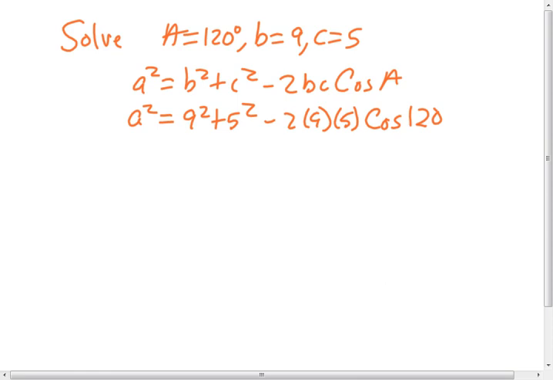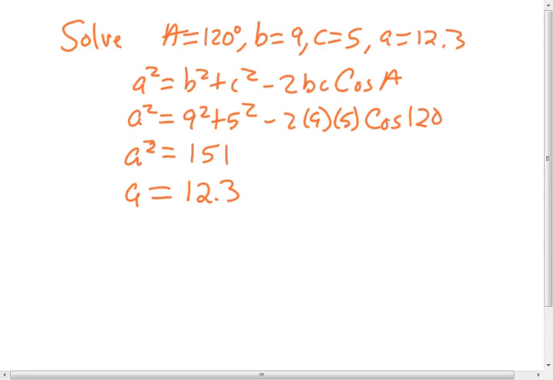Once you get this number, a squared equals 151, and then you have to take the square root to get to a. So you take the square root of 151, and the answer is going to be 12.28, which will round to 12.3. So a is equal to 12.3.